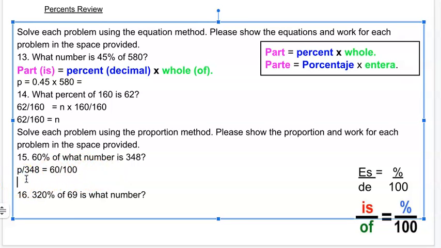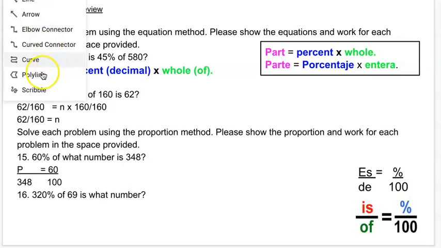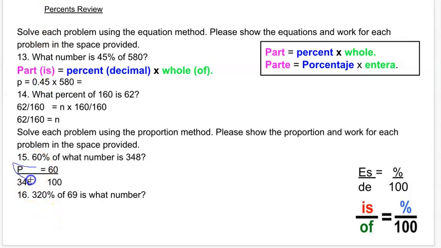I'm going to do it like this, and you'll see why in a minute. Because it's a proportion, it's going to be easy to solve by cross multiplying. We'll just pretend this is one big long fraction line. So let's go ahead and cross multiply and divide. So it's P times 100 and 60 times 348. So 100P equals 60 times 348.